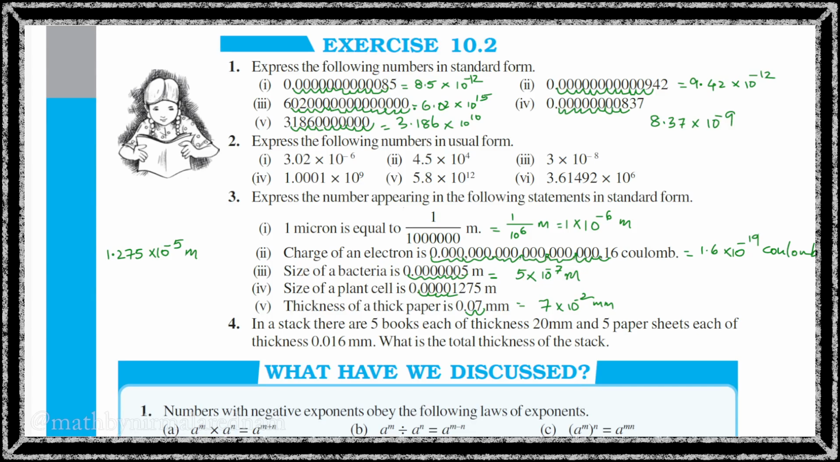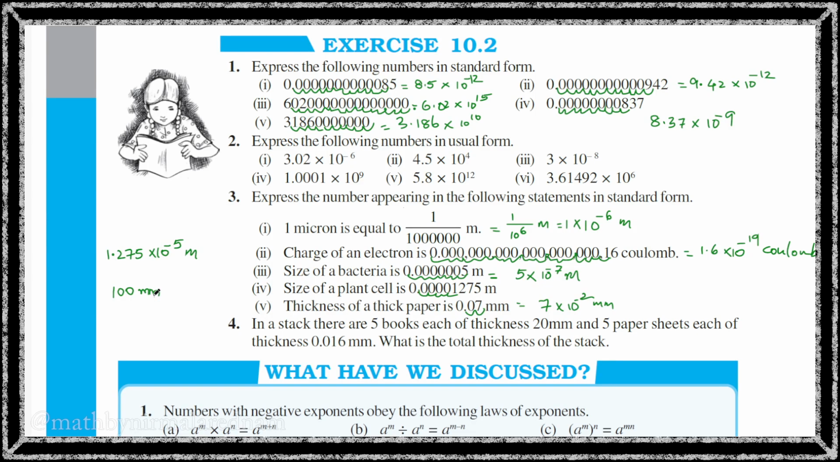In the fifth question, they're saying in a stack, there are 5 books each of thickness 20 mm and 5 paper sheets each of thickness 0.016 mm. Find the total thickness. So here you can see that you need to add two different numbers. Before that, let us look at it. 5 books each of thickness 20. So 20 into 5 is 100, right? 100 mm.